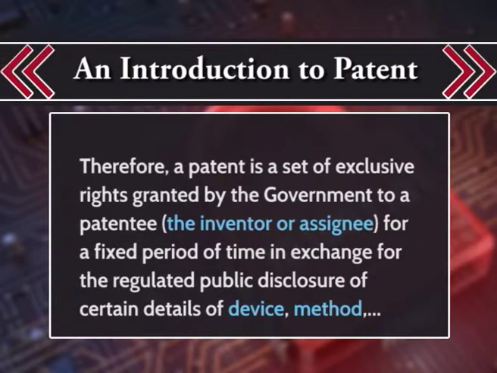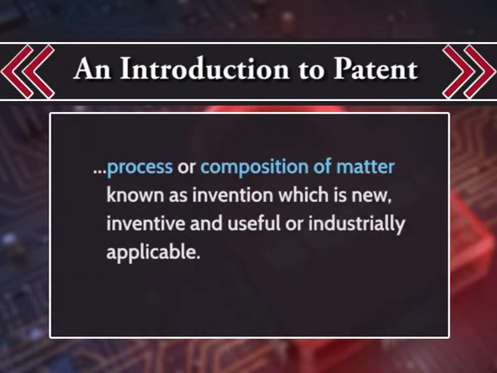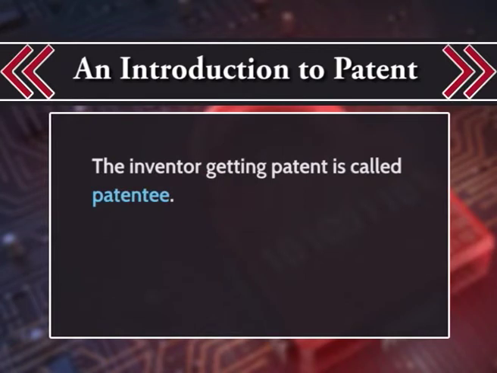Therefore, a patent is a set of exclusive rights granted by the government to a patentee. Patentee is the inventor or assignee for a fixed period of time in exchange for the regulated public disclosure of certain details of device, method, process or composition of matter known as invention, which is new, inventive and useful or industrially applicable. The inventor getting patent is called patentee.